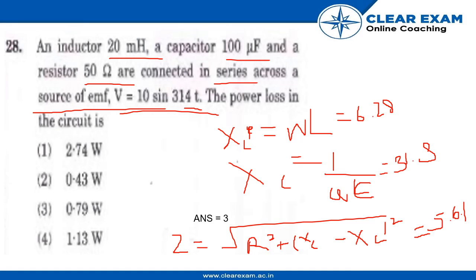So the formula of power loss is equal to V naught square R by 2 Z square. When we put the values in the formula of power loss, we get the answer 0.79 watt. That is our option 3.